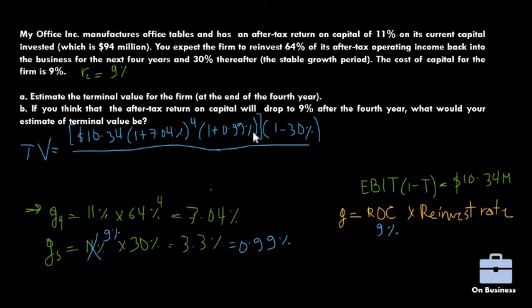What's left is the money after I've done my reinvestments, and my reinvestment is 30%, so this is 1 minus 30% left for me. My cost of capital is still 9%, so I put 9% here in the denominator, and I subtract the new stable growth, which is 0.99%, to get my terminal value. This will give me $119.797 million.